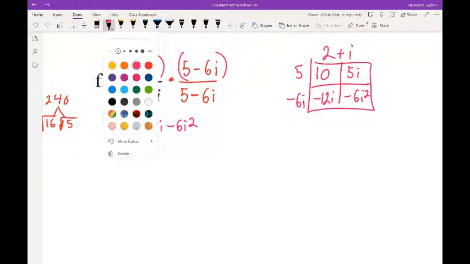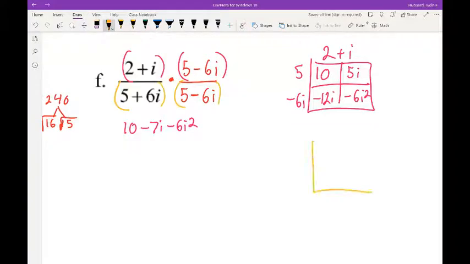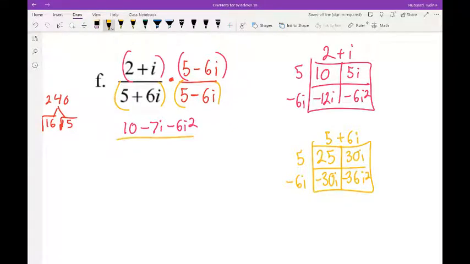Now let's do the denominator. So we have 5 plus 6i, 5 minus 6i. 5 times 5 is 25. 5 times 6i is 30i. 5 times negative 6i is a negative 30i. And negative 6i times 6i is a negative 36i squared. So again, those middle terms will cancel, which is what we want. And we'll be left with 25 minus 36i squared.